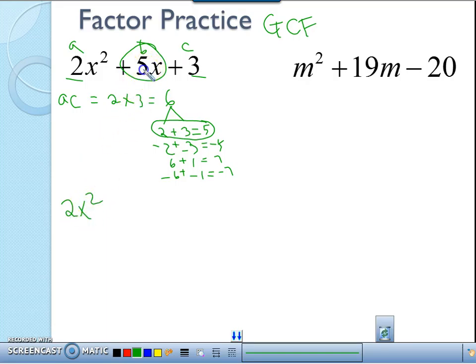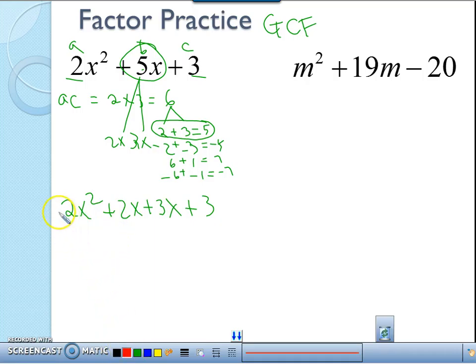So what you do here is write 2x squared, and you're going to expand 5x like this: 2x, 3x. We're going to use these two right here. So I'm going to do plus 2x plus 3x, because 2x plus 3x is 5x. We just expand it, and then plus 3. The reason we do this is so we can factor using grouping.